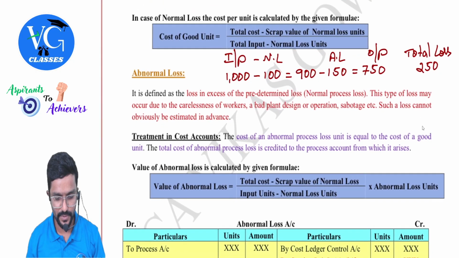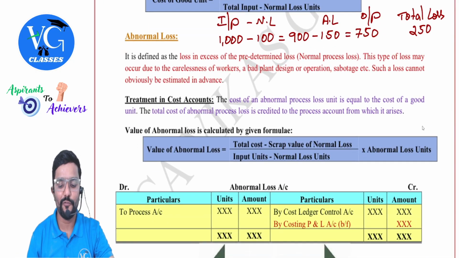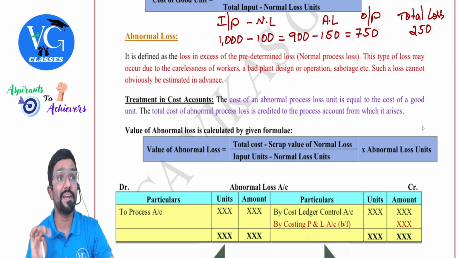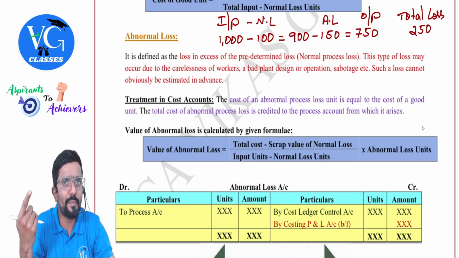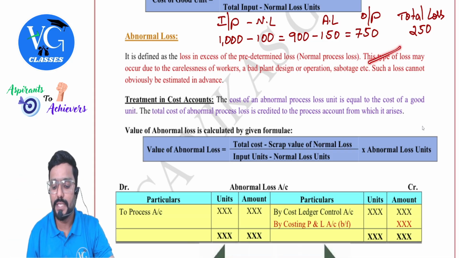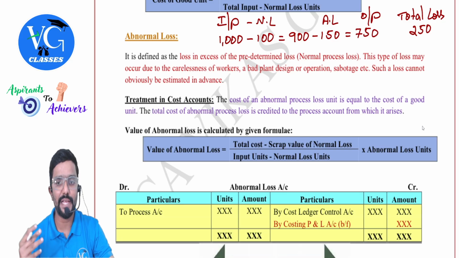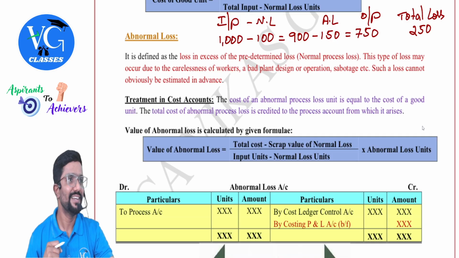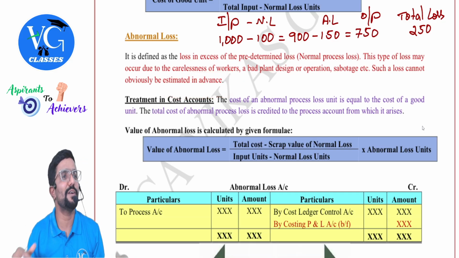What is abnormal loss? It is defined as the loss in excess of predetermined loss. What is the predetermined loss? Normal loss, which I had already expected would happen. This type of loss may occur due to carelessness of workers, a bad plant design, or an operation sabotage, that is wastage. Such a loss cannot obviously be estimated in advance, because it happened because of my mistake.